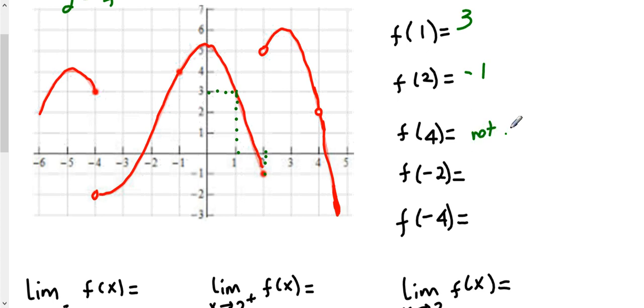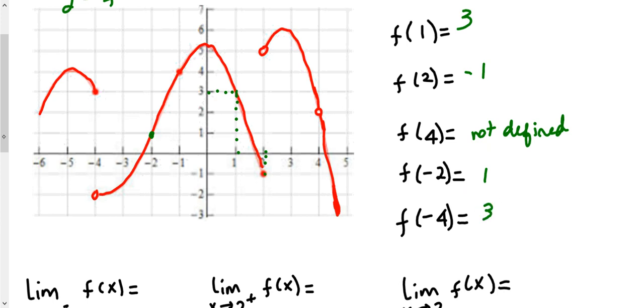Okay, what about -2? At -2, go to the function. You see the y value right there. It's 1. At -4, you can come down or you can go up. We're going to go up because the filled in point is on the top there. So at -4, the function is defined as 3.